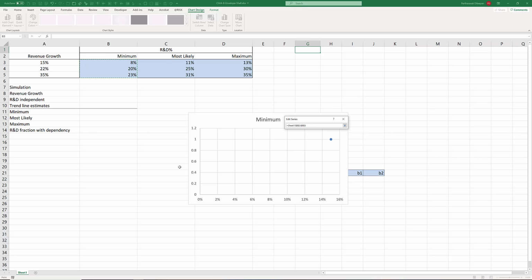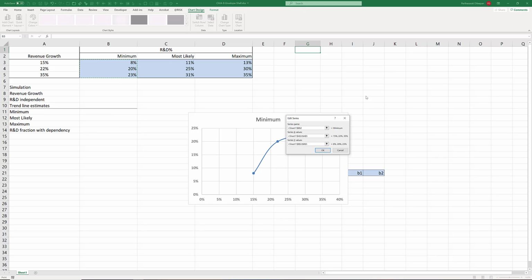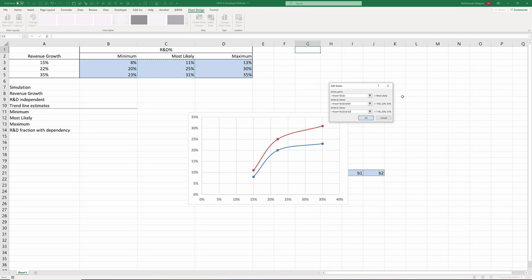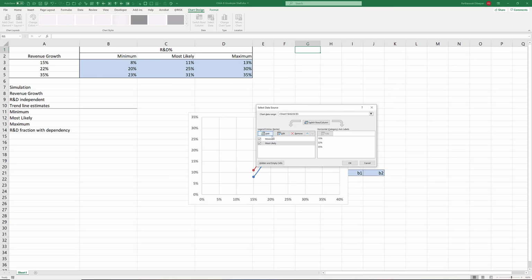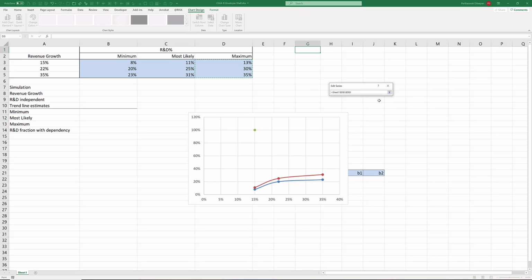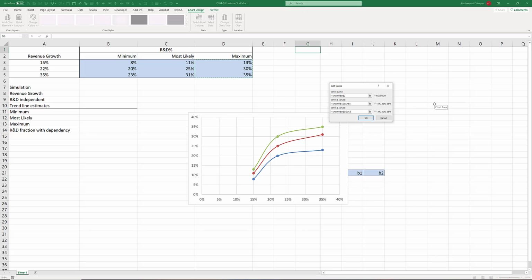So that gives us one line. And then we add. Now this one's going to be most likely, and then we have the x values, and then the y values. All right, so that's that. And then one more, the maximum, x values and the y values. Okay, so we have three equations and three lines.